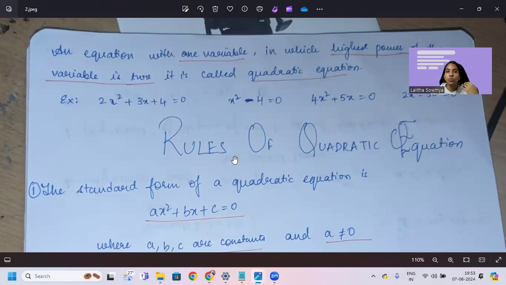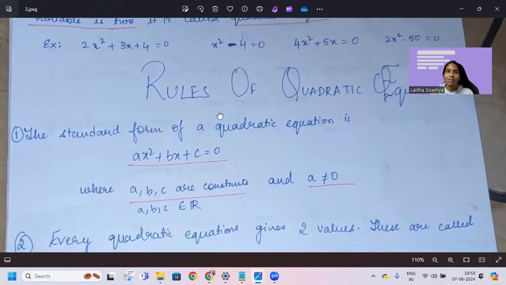And it is usually represented... So these are some of the examples: 2x square plus 3x plus 4 equal to 0, x square minus 4 equal to 0, 4x square plus 5x equal to 0, and so on. You can see.